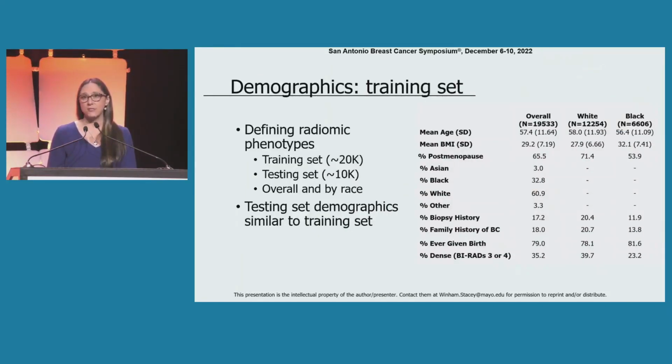These are the demographics for our training set, shown overall and then separately for white and black women. Demographics were similar in our testing set. We had a mean age of 57.4 years, mean BMI of 29.2, and then roughly 35% of the women had dense breasts, defined by BI-RADS 3 or 4.